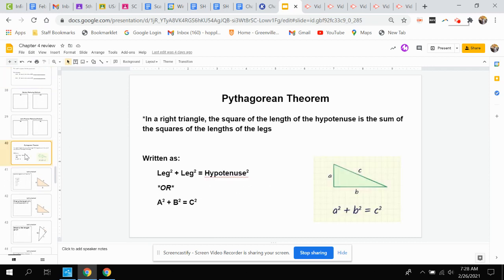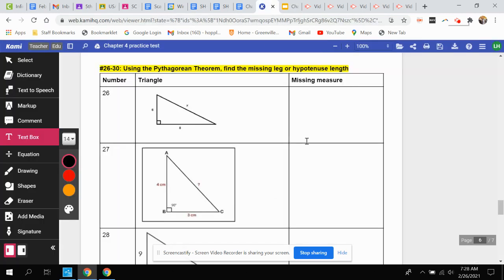The actual Pythagorean theorem here starts on slide 40. And if you remember, in a right triangle, the square of the length of the hypotenuse is the sum of the squares of the lengths of the legs. Sounds kind of crazy, but it's leg squared plus leg squared equals hypotenuse squared. Or, as we usually say, a squared plus b squared equals c squared. So if we go back to question 26, I have 2 legs here. I have 6 and I have 8 as my legs, and I'm looking for the hypotenuse. Remember, in the Pythagorean theorem, the hypotenuse is always c.